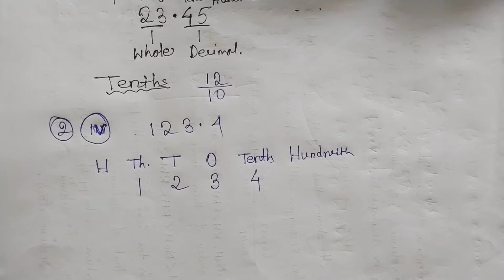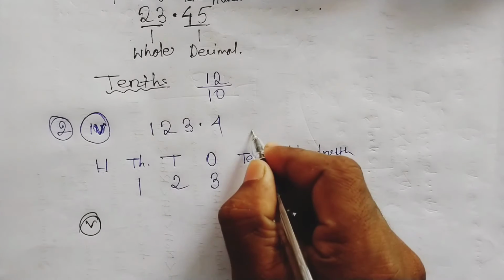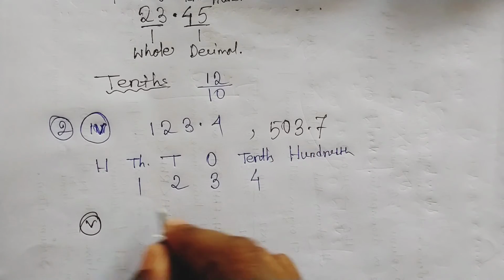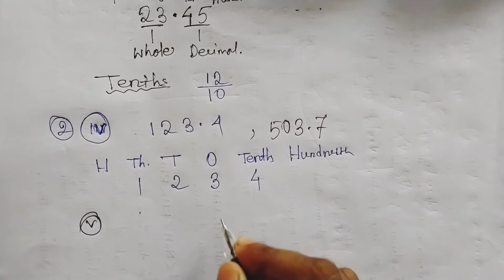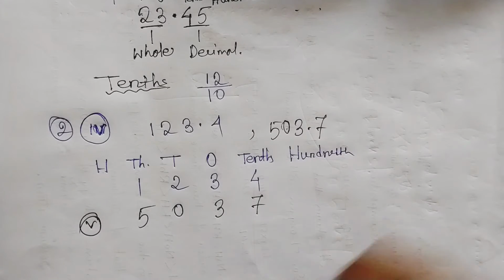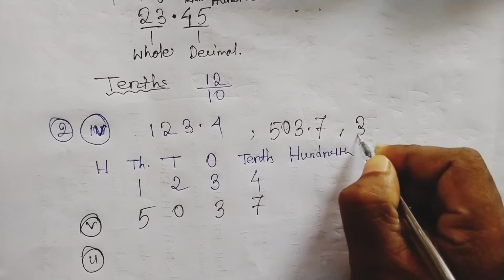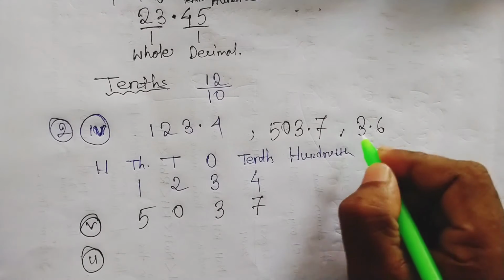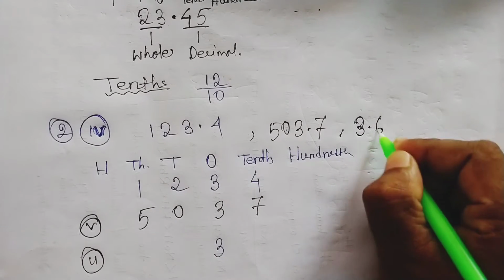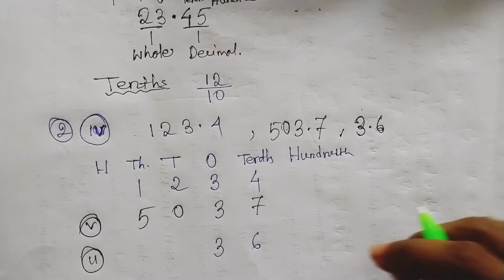Now try to solve another problem. Question number 5. Here is the given number 503.7. So write it in the decimal places. So this is the ones place. Write here 3, next 0, next 5, and here 7. Now try to solve another question. The given number is 3.6. So the ones place is 3. Write here 3, and after the point only 1 digit, 6. So in the tenths place it is 6. Now you can solve all the problems.